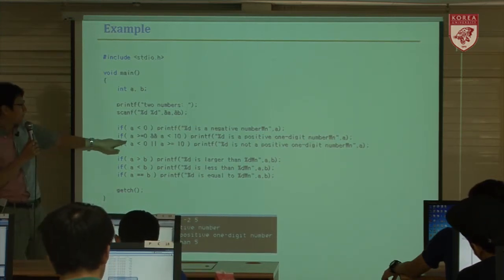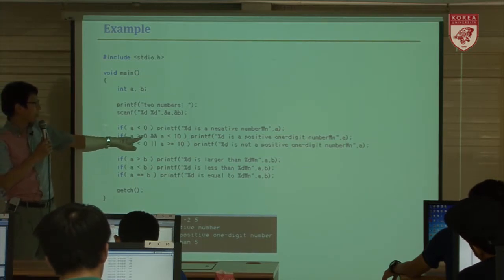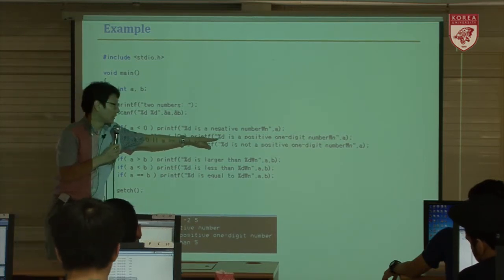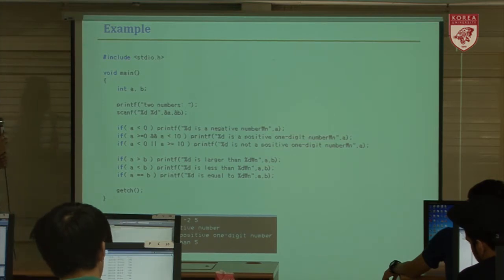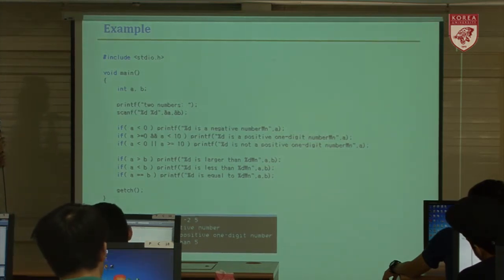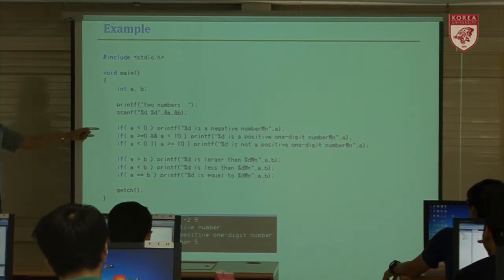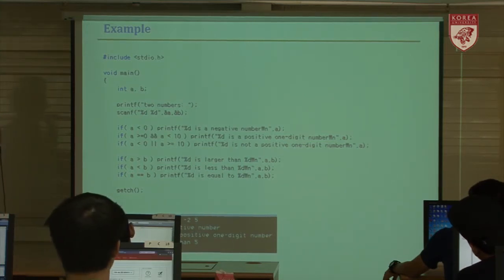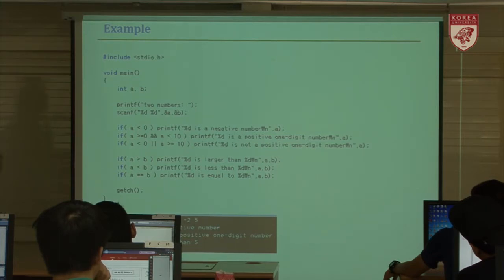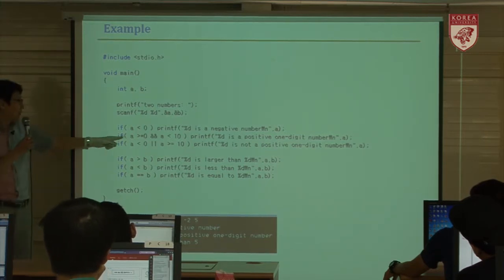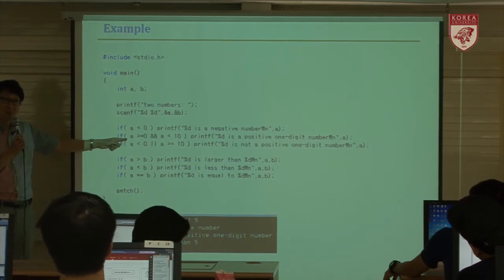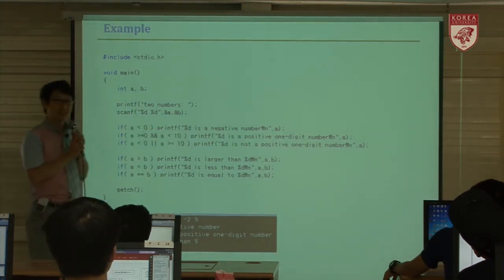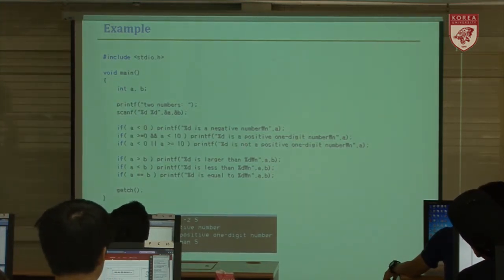For example, this one: if A is less than or equal to 0 and A is less than 0, then it shows the input number is a positive one-digit number. However, logically they include 0. So it should say the inputted one is a non-negative one-digit number. So there is some mistake. You got it?